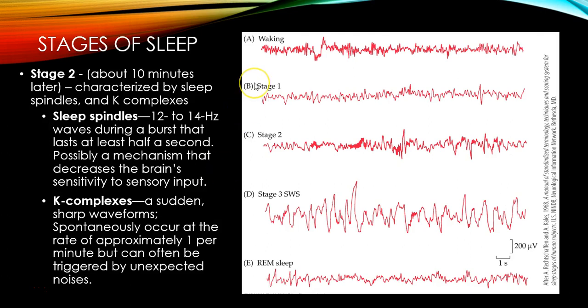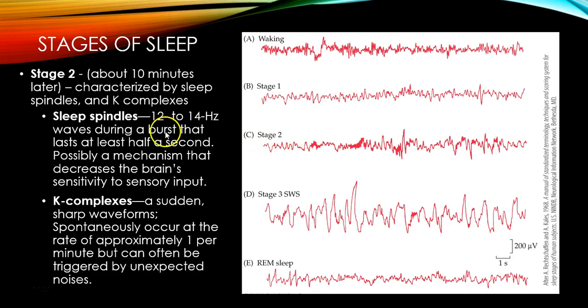After stage 1, the person goes into what we call stage 2 sleep. This is about 10 minutes later. Here are the brain waves, and they are characterized by what we call sleep spindles and K complexes. Again, you would really need to be an expert to read these waves. I would never ask you to look at a brainwave and tell me what stage someone was in.